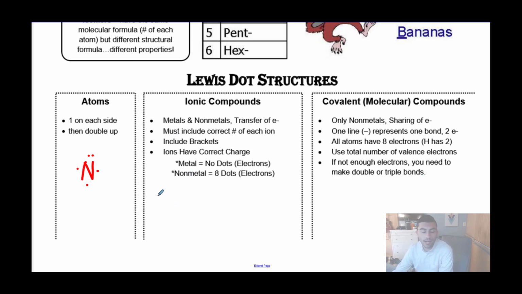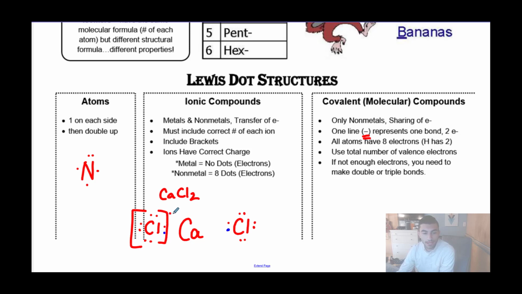If I wanted to show an ionic compound, let's say calcium chloride, being ionic, there's no covalent bonds. In a covalent bond, we use a line to represent the sharing of electrons, but electrons were transferred here. Calcium has 2 valence electrons that were transferred over to chlorine. Chlorine has 7. Calcium is going to give up its 2 valence electrons. One goes to one chlorine, one goes to another.